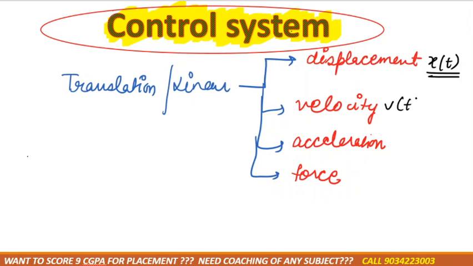It is a function of time because displacement can change from time to time, right? Velocity is denoted by v of t, and v of t is equal to the differentiation of the displacement. There is a relation between displacement and velocity. Similarly, acceleration is denoted by a of t and its relation is dv of t by dt. Okay, and force you know.